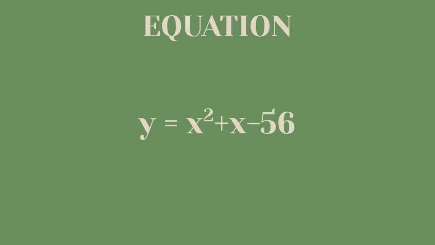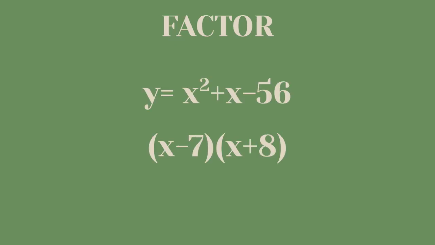And to learn how to do this, we're going to be using the equation y equals x squared plus x minus 56. Now that we have our quadratic equation, the first step is to factor. And this is a really easy equation to factor because all we need to do is see what two numbers multiply to negative 56 and add up to positive 1, which is our b value of x. So we can see that it's clearly x minus 7 times x plus 8 because negative 7 times positive 8 is negative 56, and then negative 7 plus positive 8 is positive 1, which is our b value.